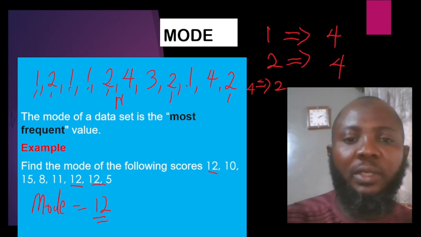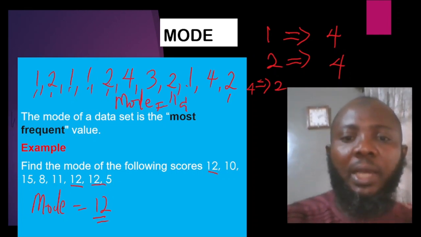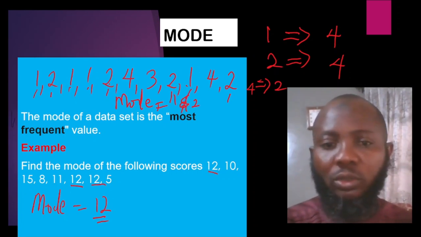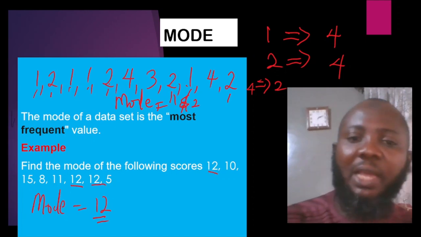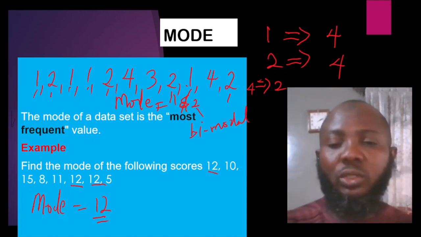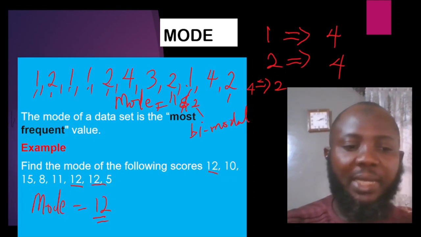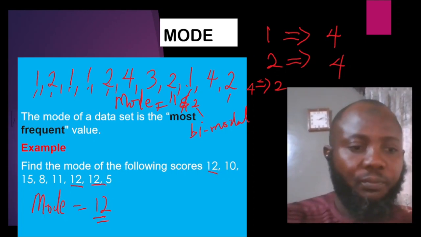So the mode of this is equal to 1 and 2. That's how you're going to write it. The mode of this set of data is 1 and 2. And this type of mode is what we call bimodal. Bimodal. You know, the bi, when you use bi, it means 2. All right? So that is that on this.